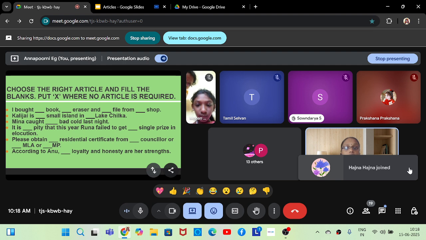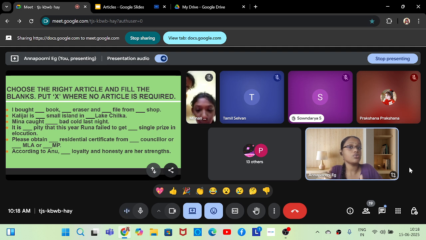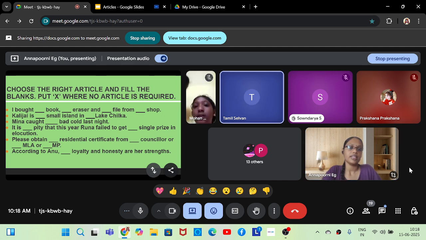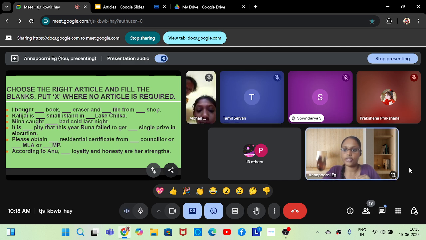Sometimes we can also say a small island in the Lake Chilka. Why do we use the there? When we studied the uses of the in the last class, we said the can be used with the names of rivers, seas, oceans, lakes, etc. So if you are going with that perspective, you can use the. That is also sometimes acceptable. Now moving to the third question.